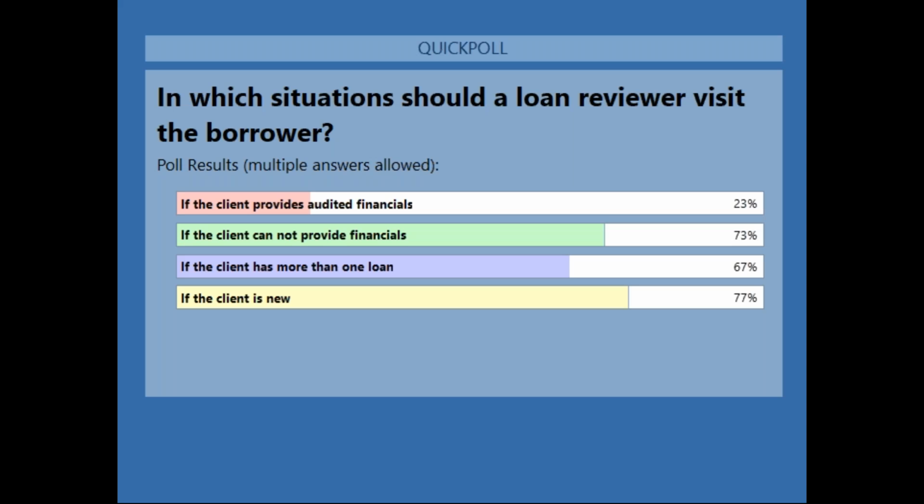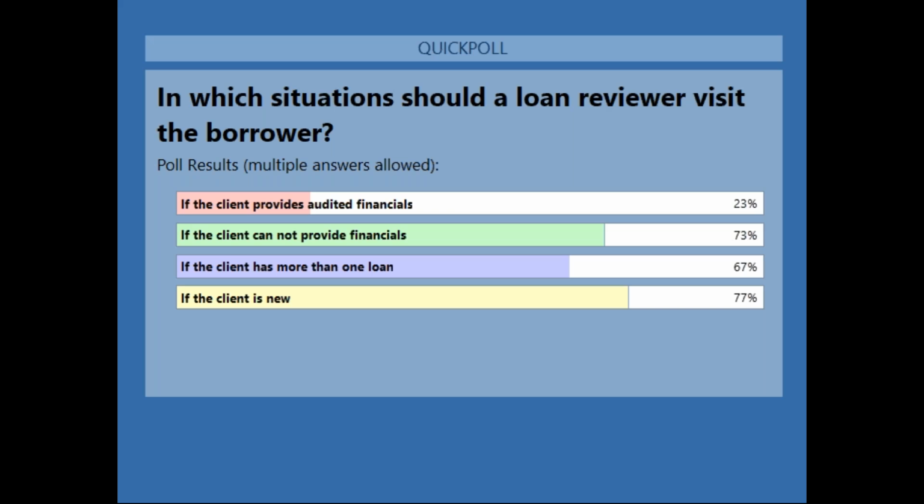Okay, interesting. So we're saying the majority say when a client is new, has more than one loan, cannot provide financials, or provides audited financials. So I'm going to be honest with you, they're all correct, okay? So let me go through each.